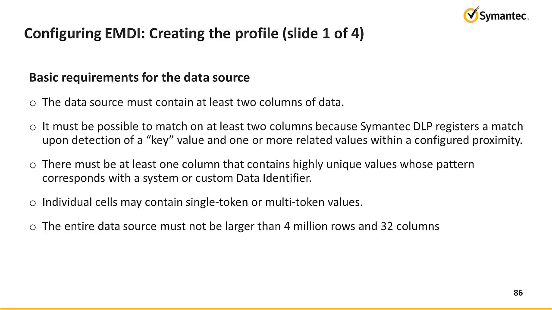3. There must be at least 1 column that contains highly unique values whose pattern corresponds with a system or custom data identifier. 4. Individual cells may contain single token or multi-token values. And 5. The entire data source must not be larger than 4 million rows and 32 columns.